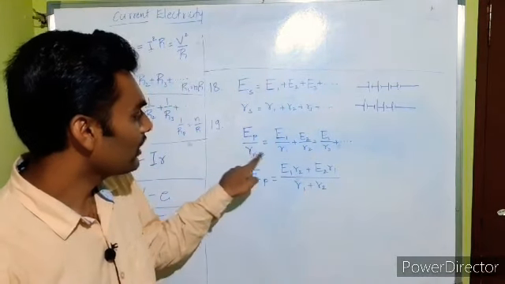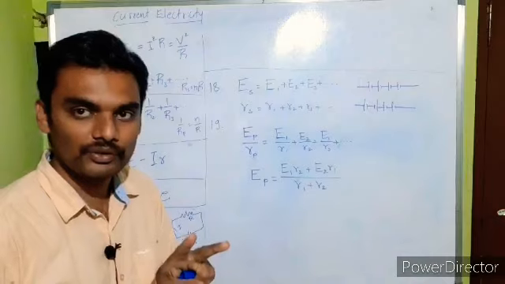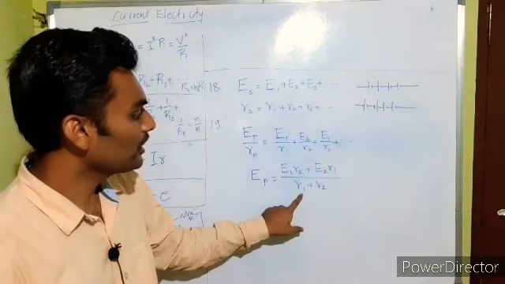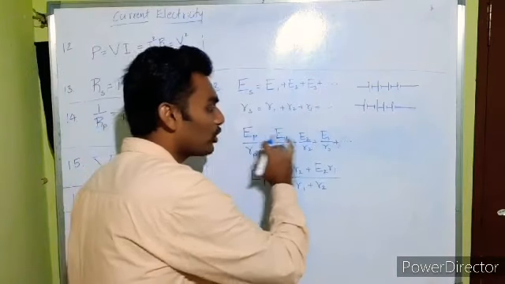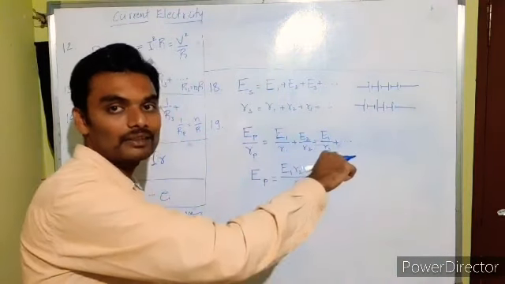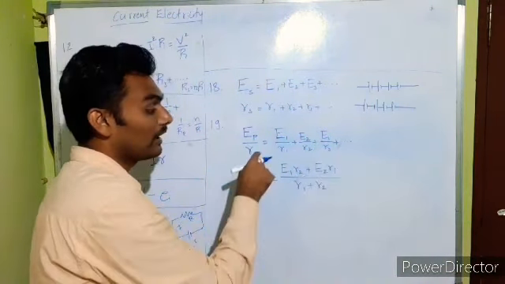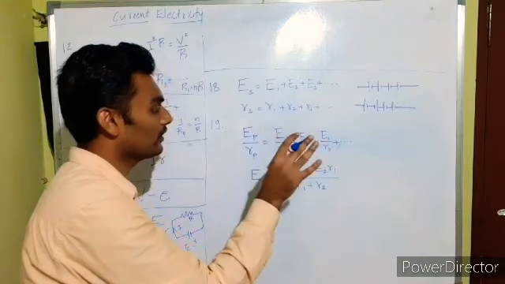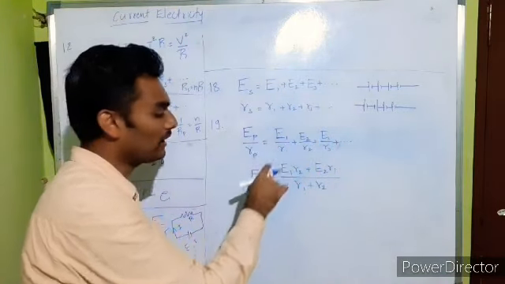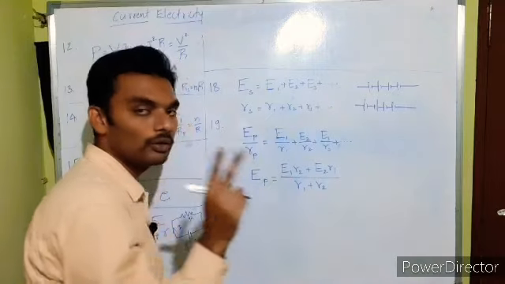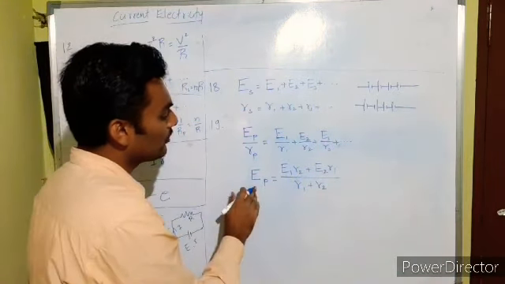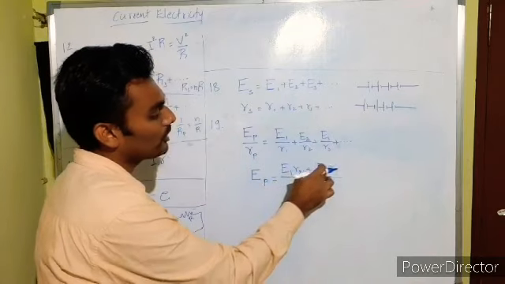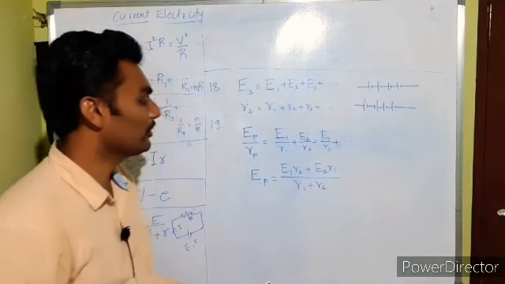Rp is R1 R2 by R1 plus R2 for two resistors, right? You can put it and obtain this expression. Clear with this? This is the more general equation for n cells connected in parallel. This is for two cells, only two cells connected in parallel. The EMF is EP, E1 R2 plus E2 R1 by R1 plus R2 is the expression.